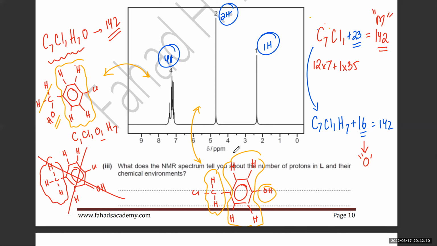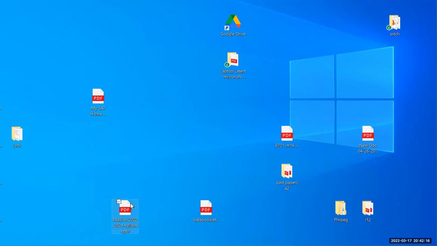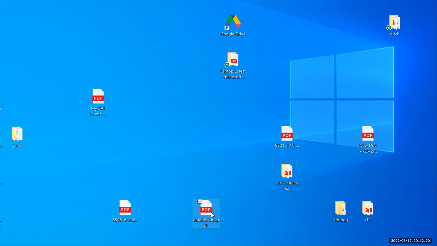So the final thing is, which one is the correct option? For that, you'll open the data booklet, sorry. So we'll have a look at the NMR values now.